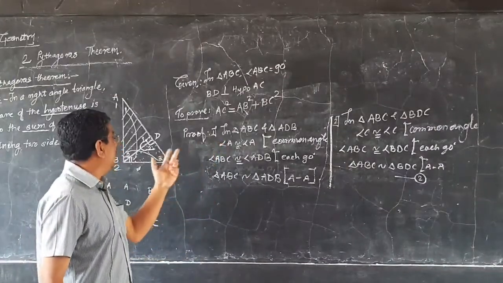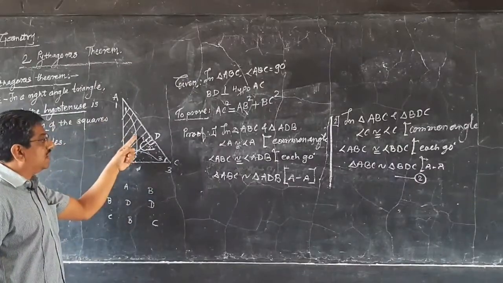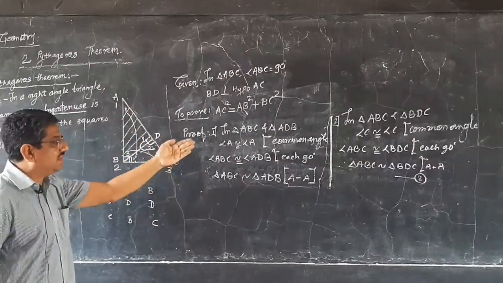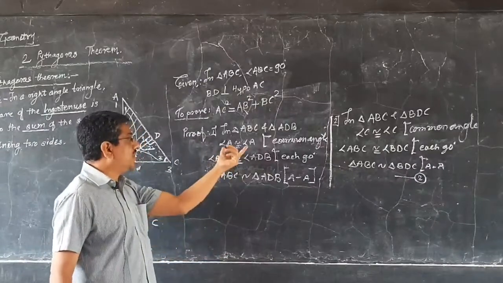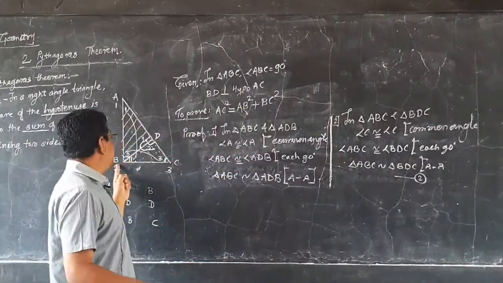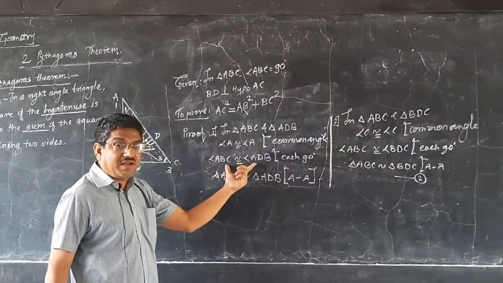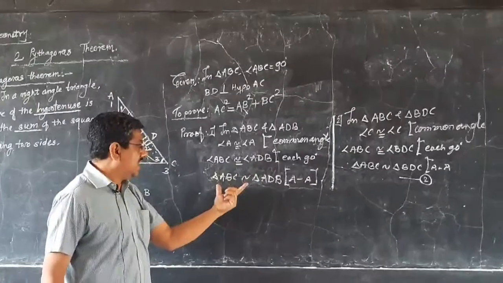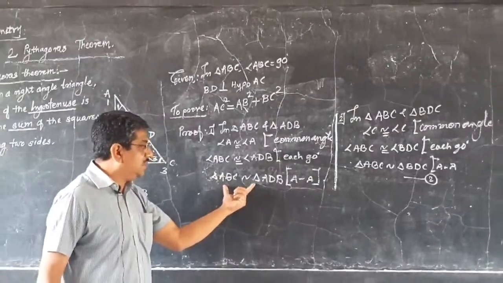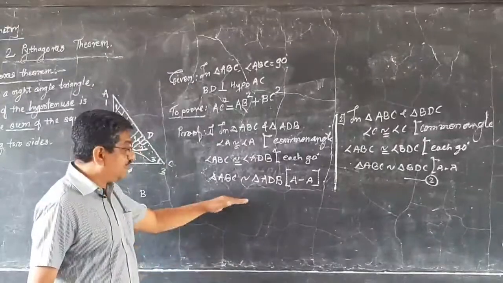Then similarly we will show the original triangle is similar to this first triangle ADB by the same method, which is the common angle. Angle A is common. Here B is 90, here D is 90. Therefore, angle ABC is congruent to angle ADB, each 90, and therefore triangle ABC is similar to triangle ADB. This is the first part.